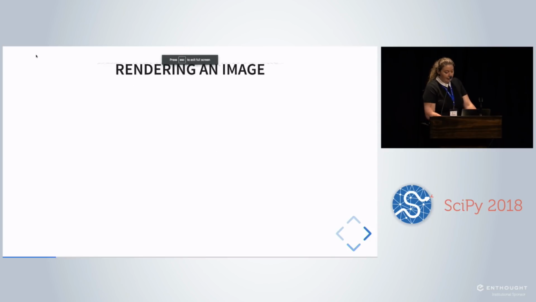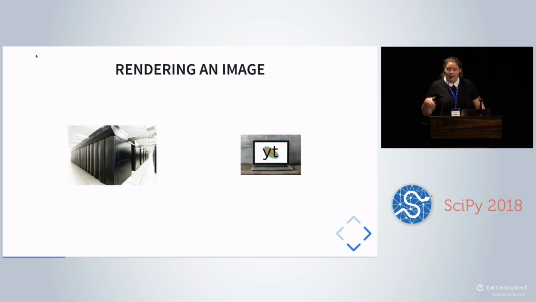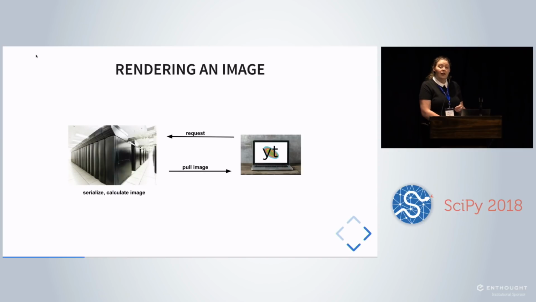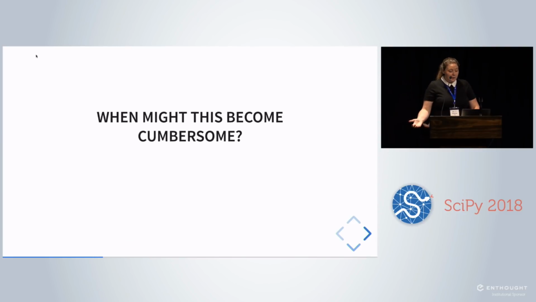Okay, so I mentioned that this can be very slow. What's really happening when we start rendering images in a browser, on our local machine or even on a remote server, is we send a request from the browser to the machine, and then that's going to serialize the data, calculate the image, and send it back, and we pull that image down from this remote server onto our machine, and then we have a visualization. Super cool. But as I said before, you can do this lots and lots of times. So when might this become cumbersome?